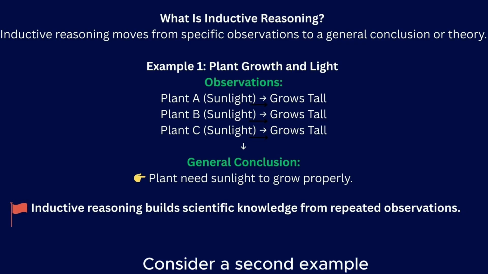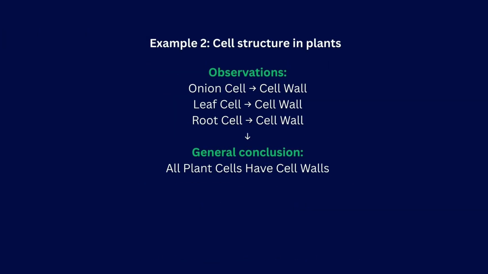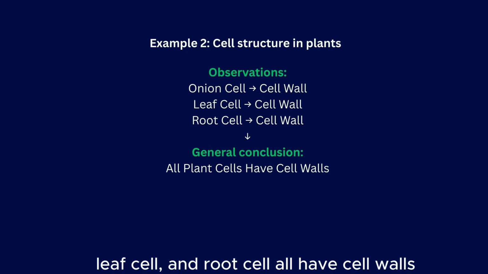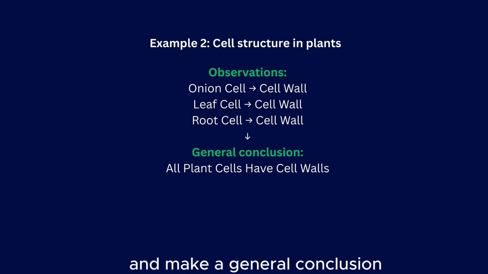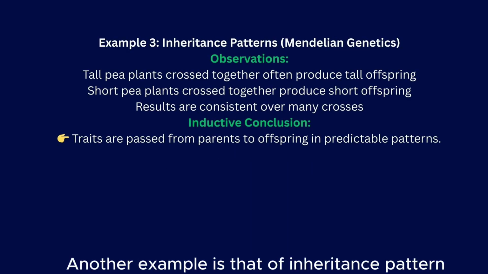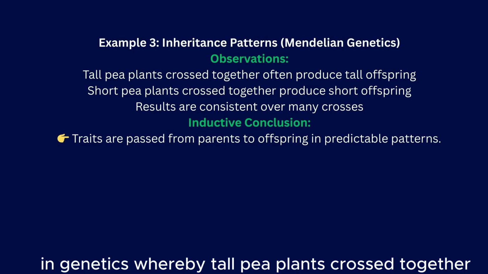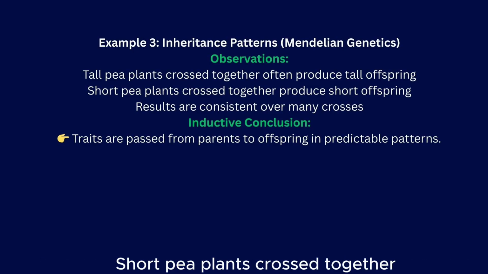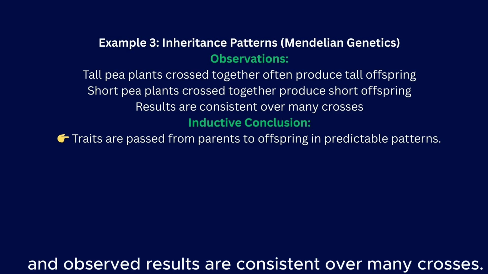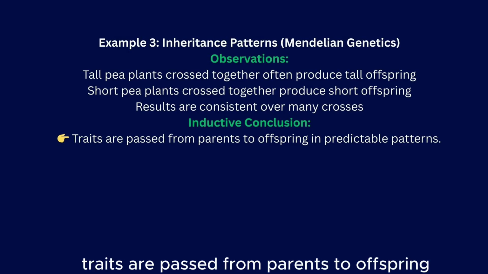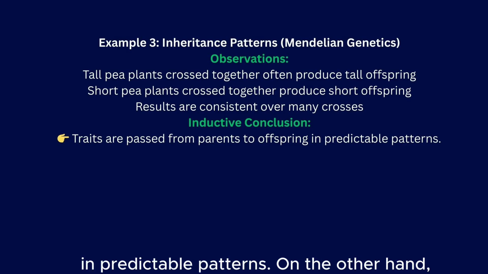Consider a second example involving cell structure in plants. One might observe that onion cell, leaf cell, and root cell all have cell walls, and make a general conclusion that all plants have cell walls. Another example is that of inheritance pattern in genetics, whereby tall pea plants crossed together often produce tall offspring, short pea plants crossed together produce short offspring, and observed results are consistent over many crosses. A general conclusion from this is that traits are passed from parents to offspring in predictable patterns.